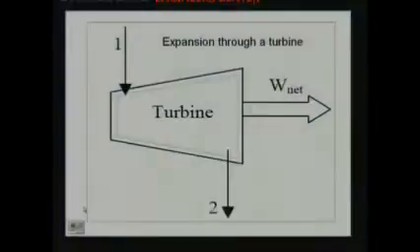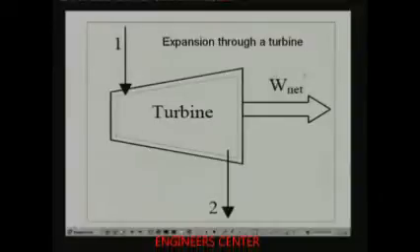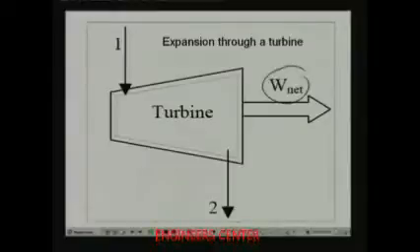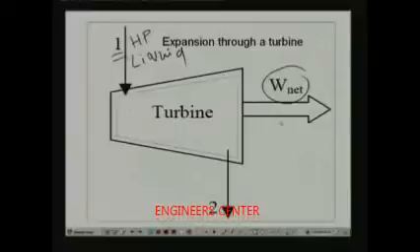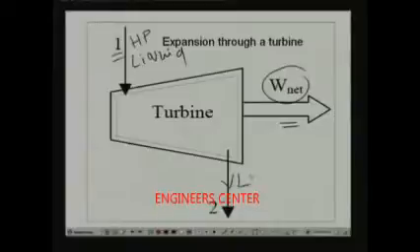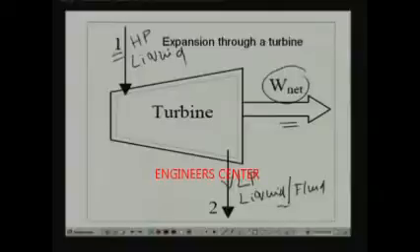So what does a turbine do? A turbine delivers a net work output. If you are talking about a high pressure liquid, it enters the turbine at state 1, delivers net work output W net, and exits the turbine at a low pressure. So it is a low pressure liquid or low pressure fluid. We really do not know whether it is a liquid or vapor at this point.